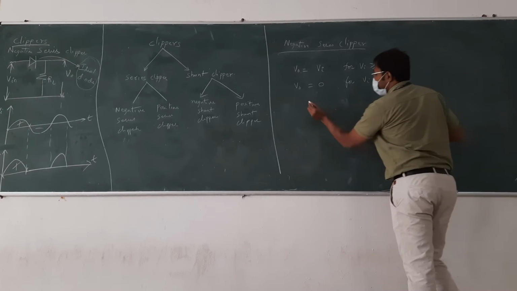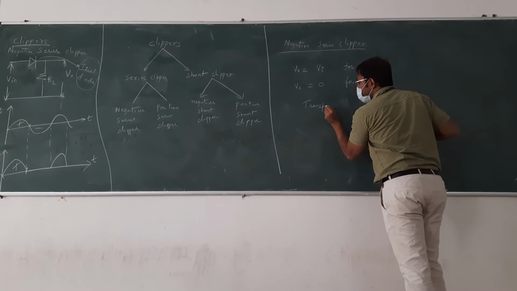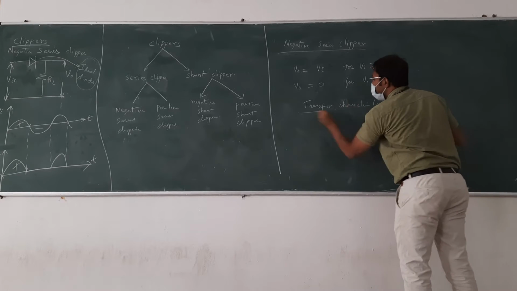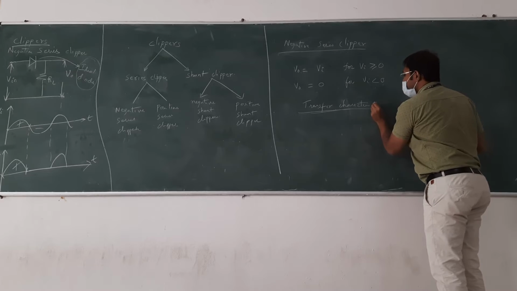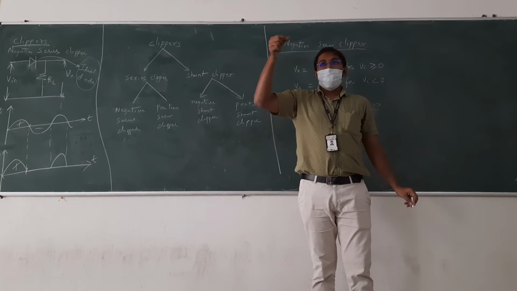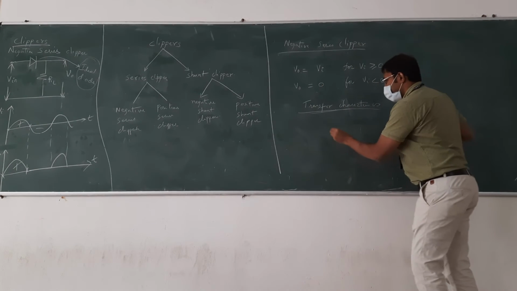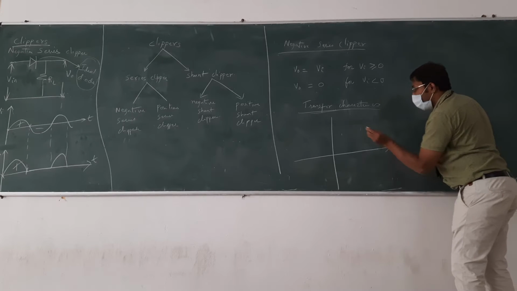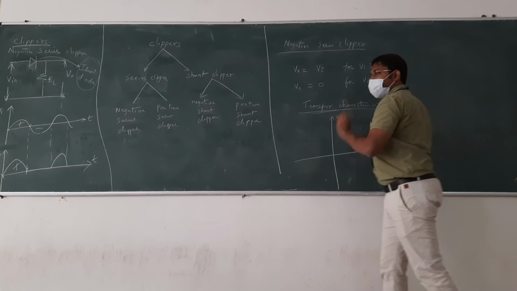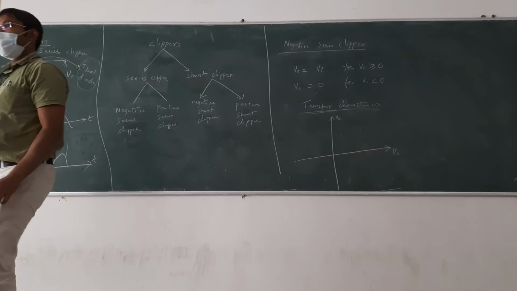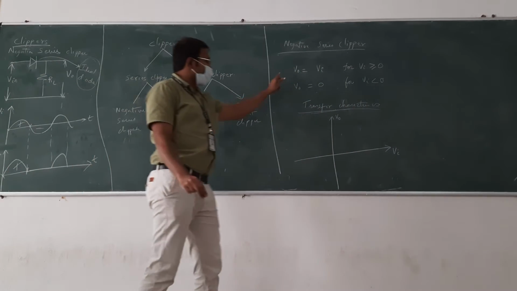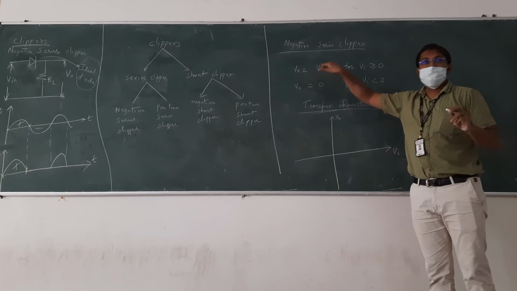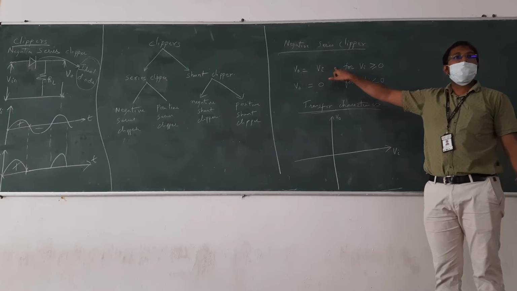Next, we will go for transfer characteristics. What we do in transfer characteristics is take the plot of input voltage versus output voltage. So according to this, when Vi is positive, V0 is equal to Vi. What will that plot be? Anybody?